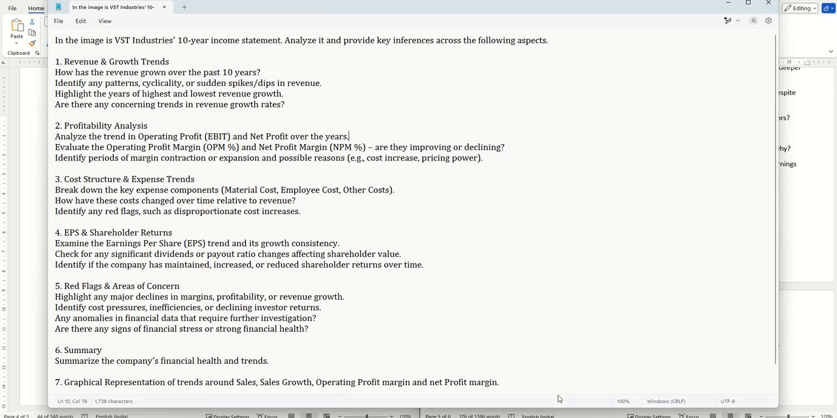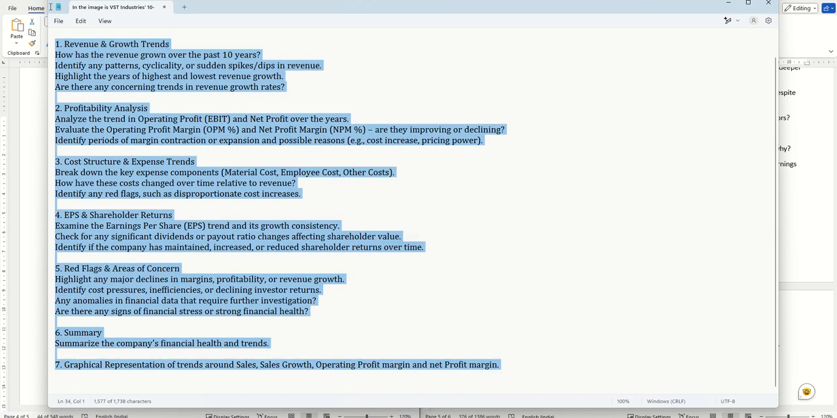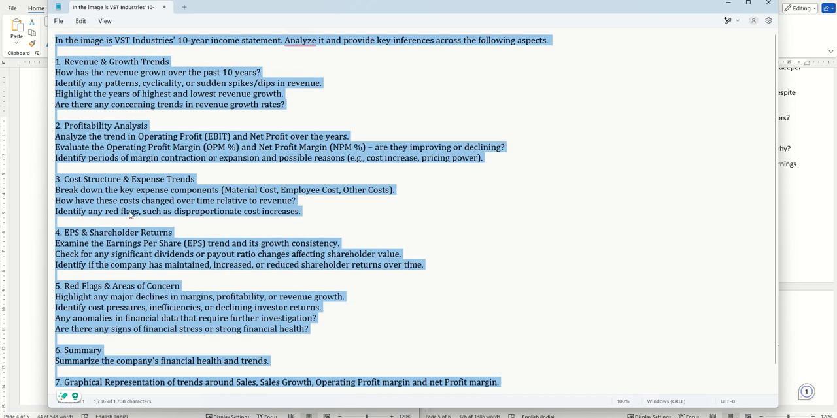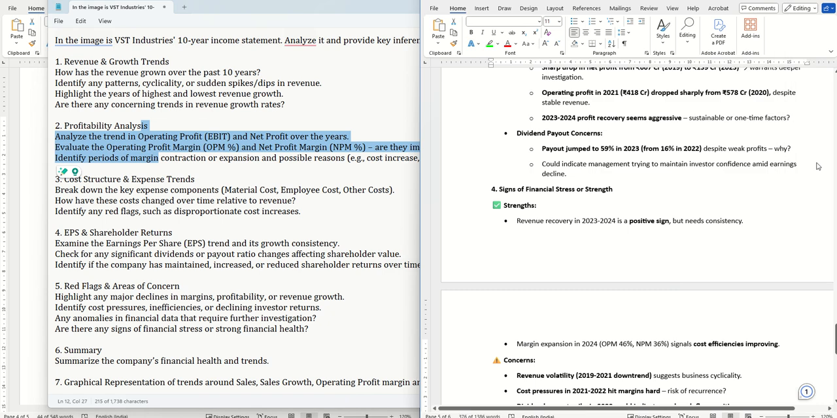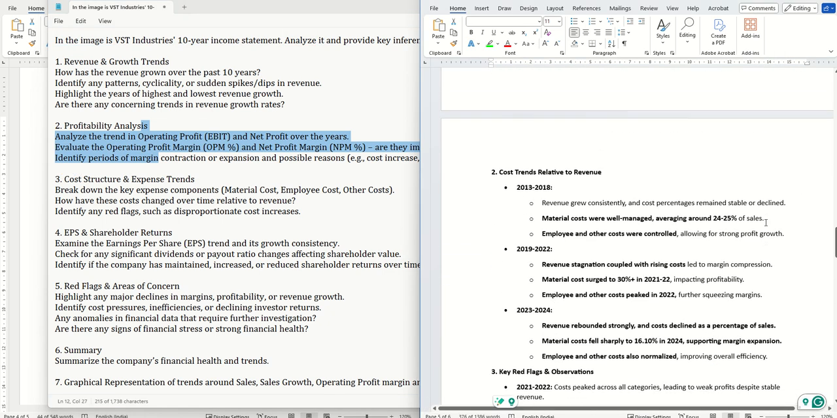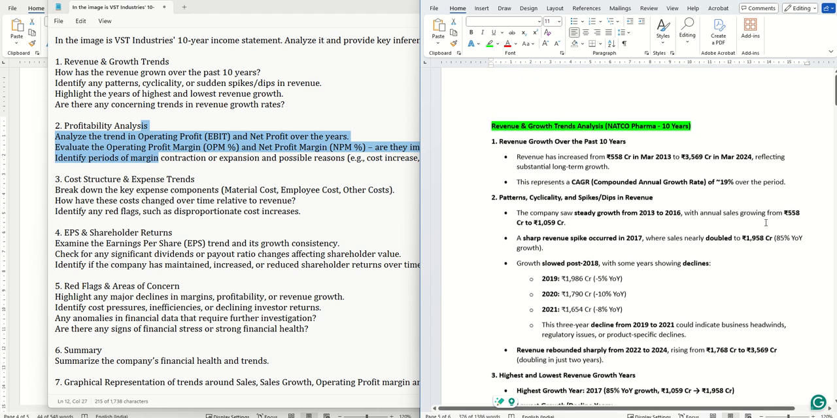So there's nothing right or wrong. I'm just showing you the difference. On the left is the output when you give the entire prompt, when you prompt all the 7 sections together, dump it, and the tool gives you the output. But if you don't want that, you go one section at a time so that you can get an in-depth analysis. You upload the image once, and then in each prompt you give one section, revenue growth analysis, profitability analysis, and so on. This approach will give you an in-depth analysis of the numbers and inferences, which will help you decide better.